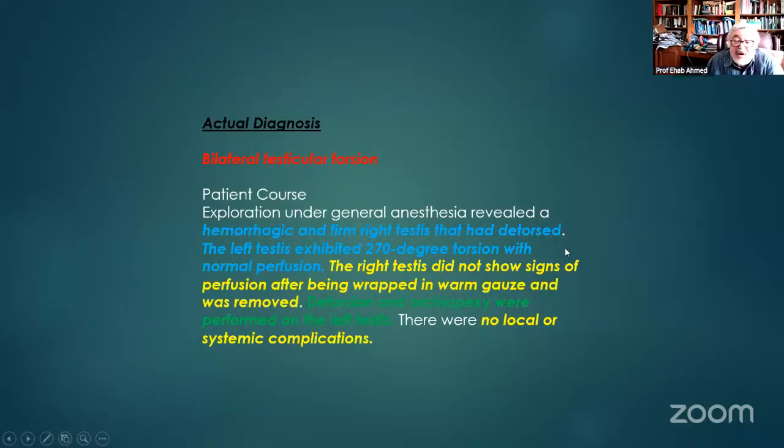However, they tried to save the right testis, because you need to know if what happened is reversible or irreversible. So, although it did not show signs of perfusion, the right testis did not show signs of perfusion even after being wrapped in warm gauze, and was removed. They tried to save it. It was not viable. They had to get rid of it. And what they did to the left one was detorsion and orchiopexy, and they saved one of the testicles.